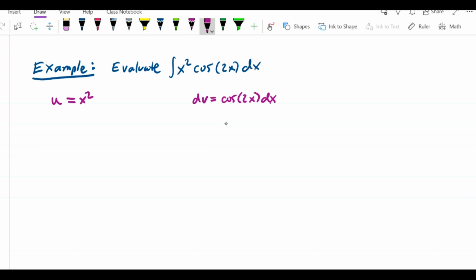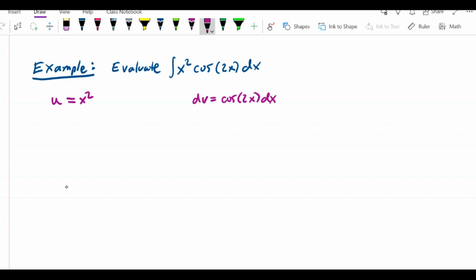So you want to choose dv to be something that you can fairly easily find an antiderivative of. The next thing to note here is that you want u to be something where differentiating u is eventually going to take you down to a simpler form. If I differentiate u once, I'm going to get 2x. If I differentiate it twice, I'm going to get 2. And so I'm getting closer and closer to just a constant, which is a fairly simple form to deal with. So that's another good clue that you've chosen u and dv correctly: if differentiating u leads you to a simpler function and dv is something that you can easily find an antiderivative of, you're probably on the right track.